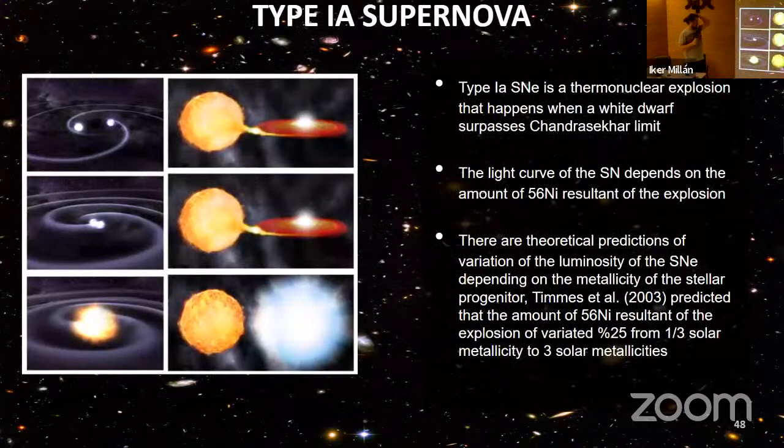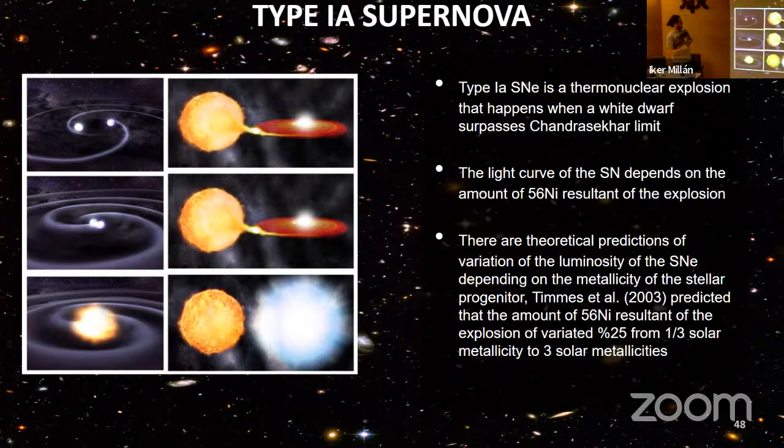So a type Ia supernova is a thermal explosion that happens when a white dwarf surpasses the Chandrasekhar limit. It can be two types. If it's single degenerate, it's just a white dwarf that begins to accrete until it reaches the Chandrasekhar mass and explodes. And if it's double degenerate, it's two white dwarfs that begin to attract each other until they collide, and if it's more than the Chandrasekhar mass, it explodes. And there are theoretical predictions that the amount of nickel 56, the element that drives the light curve of the supernova, could vary by about 25%, between one third solar and three times solar. So there are theoretical suggestions that there could be a metallicity dependence.